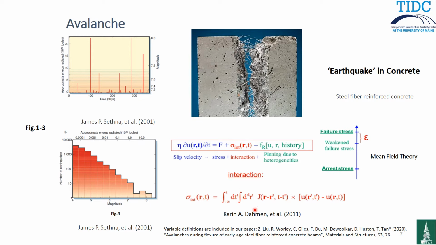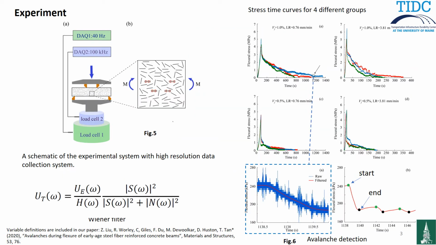So then we resort to a mean field theory proposed by Professor Karen Dahmen and James Sethna. Basically, it means the avalanche velocity here is related to how much remote stress you applied, the interaction between different parts, and also the loading history. The failure stress is related to the local defects, so that means it may cause a smaller change from different parts. The variable definitions can be found in our recent paper.